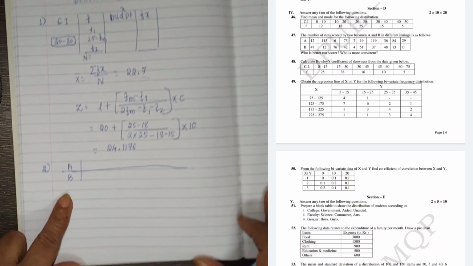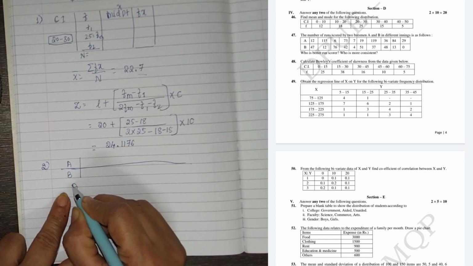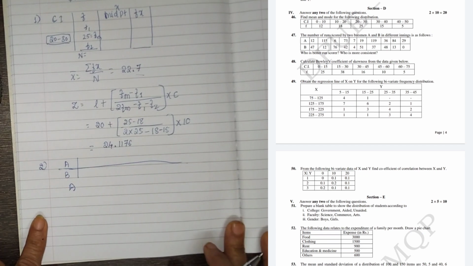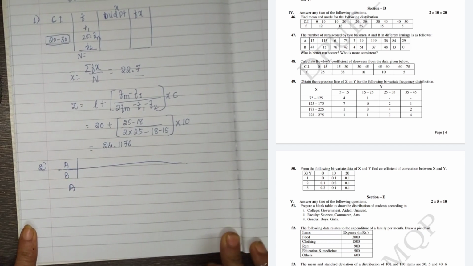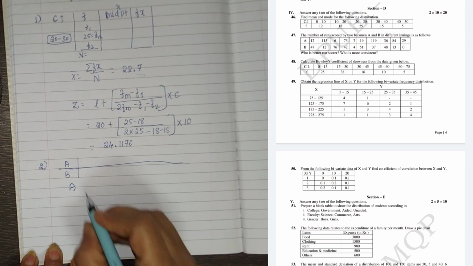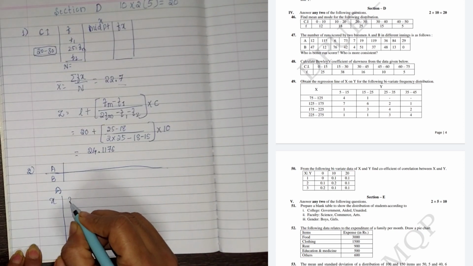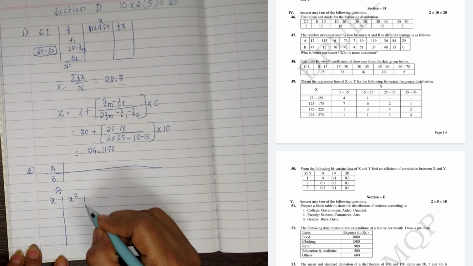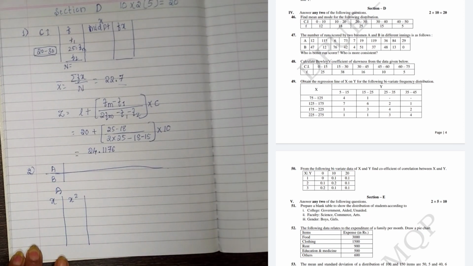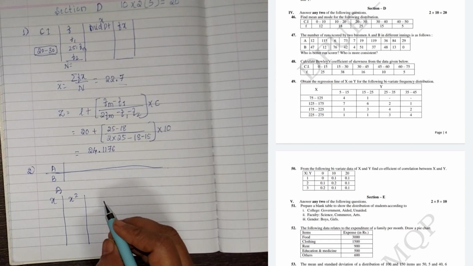Then you first take batsman A only. Batsman A's values you take as X. Then you take X square, X and its square.